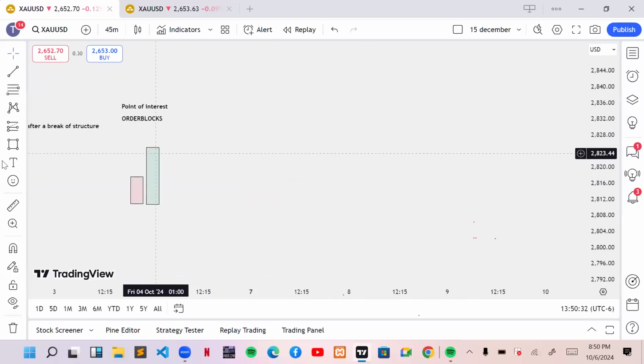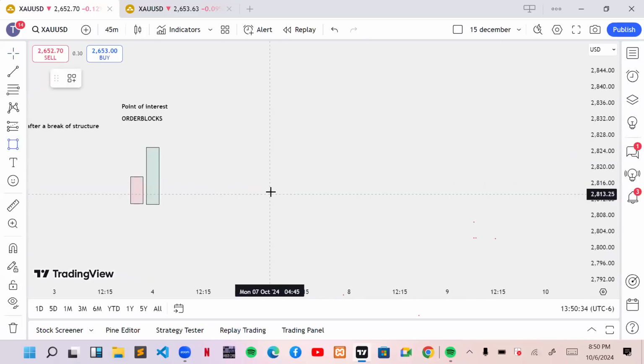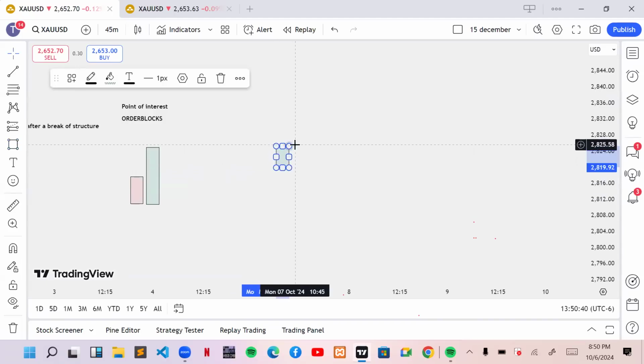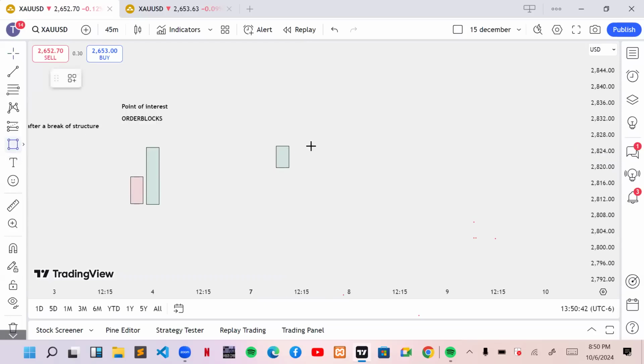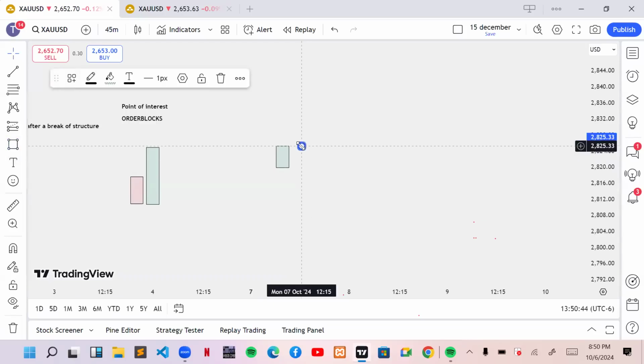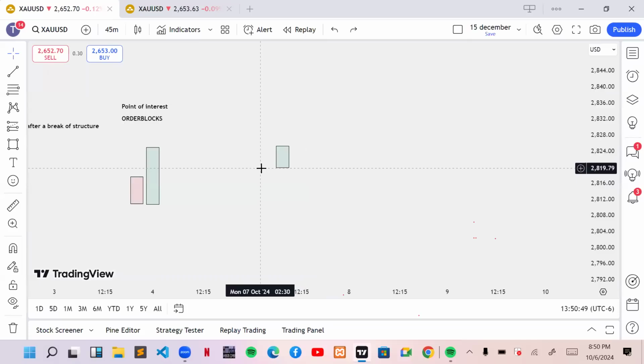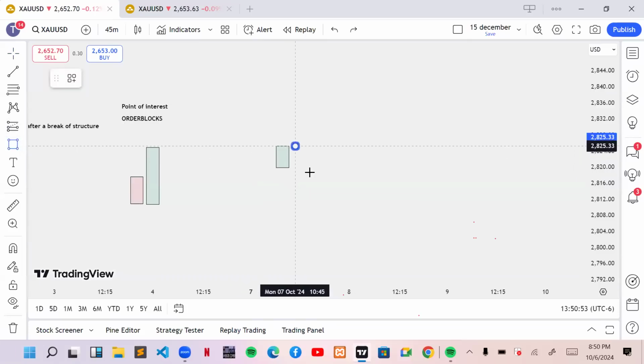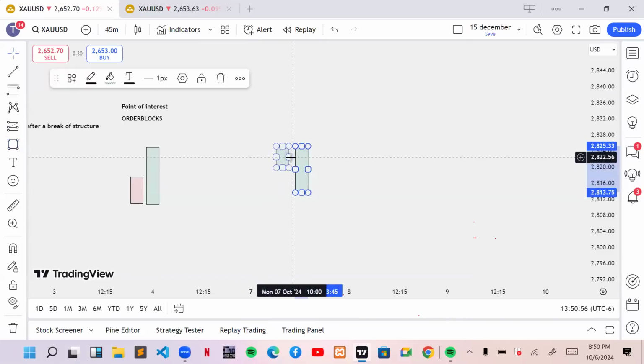And then a bearish order block is when you see a bullish candle, then you see a bearish one engulf it. So this is the bullish candle, for example, and then you see another bearish candle engulf it. That is what a bearish order block looks like. So, a bullish order block and a bearish order block.